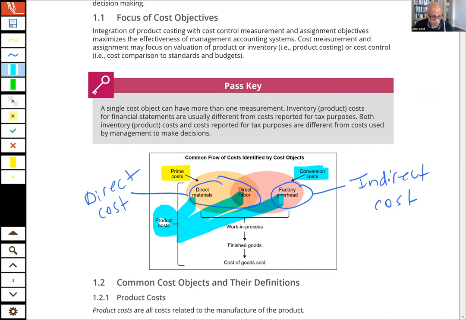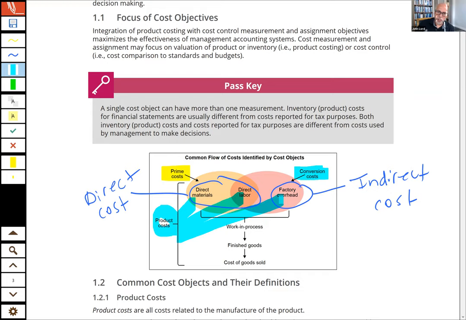Notice that all of these costs here, our direct materials, our direct labor, our factory overhead, are all considered product costs. Now we're going to see that some costs are considered to be period costs, but our direct materials, our direct labor, our factory overhead are all considered product costs.